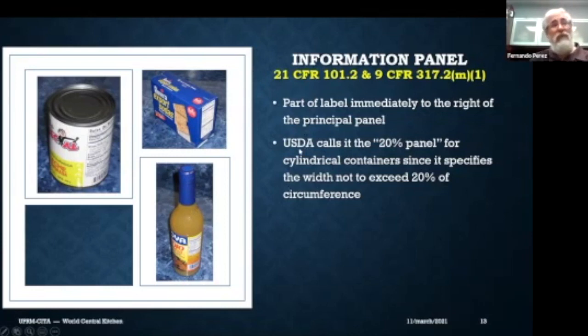USDA calls this the 20% panel. The reason for that is that they require this information panel to be not wider, not greater than 20% of the circumference. So this is another specification that you need to comply with. You are a USDA regulated agency. You need to make sure you comply with all this.